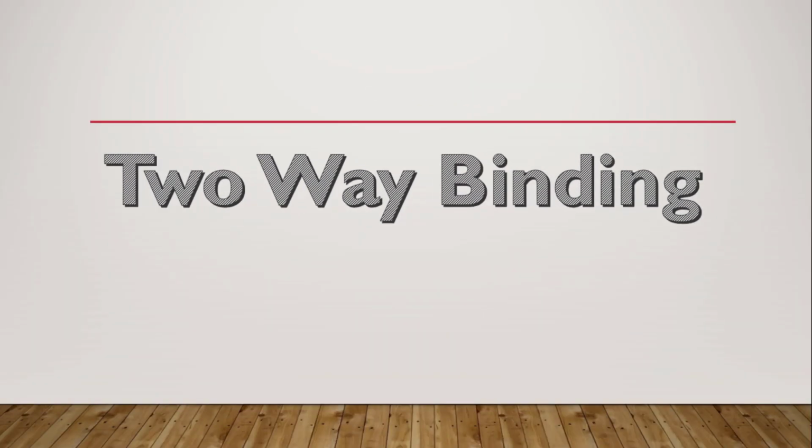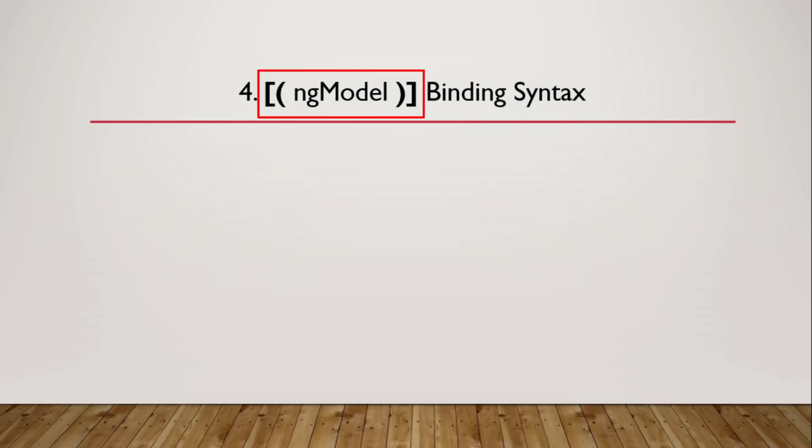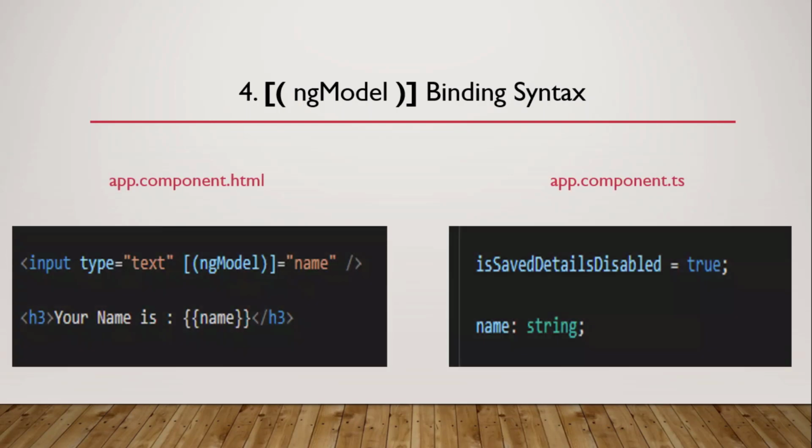So now let's take a look at the two-way binding properties, and it has only one, which is called ngModel. Through the notation it is very clear that it is a combination of event binding and property binding. So it is embedded inside round brackets, and outside that it is again embedded with square brackets. So let's take a look at the example.